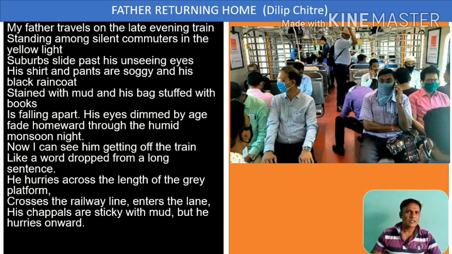The yellow light also is not so cheerful. Yellow light is not a symbol of cheerfulness. The yellow light in the compartment also adds to the monotonous journey of the poet's father. It adds to the mundane, the lifeless journey of the poet's father by the train.